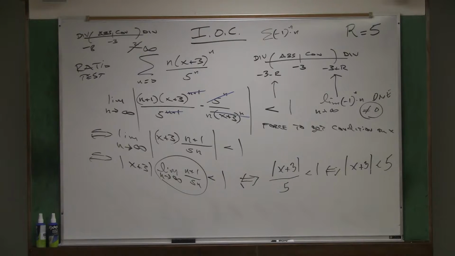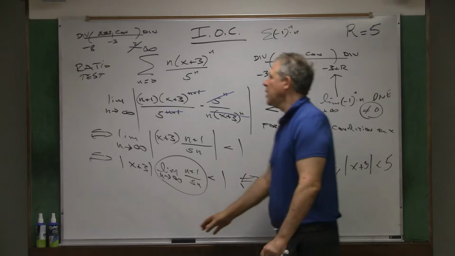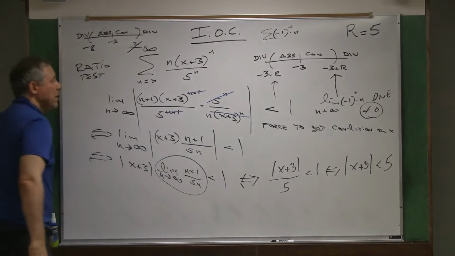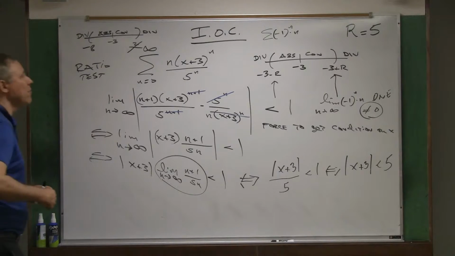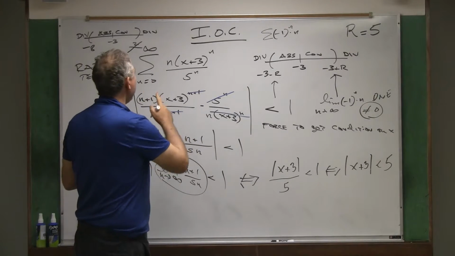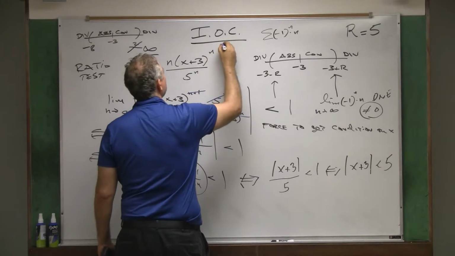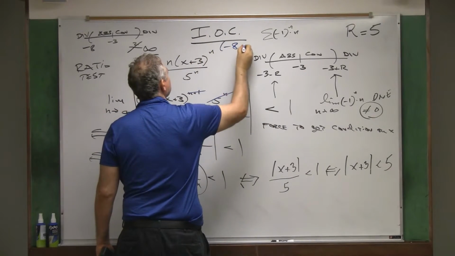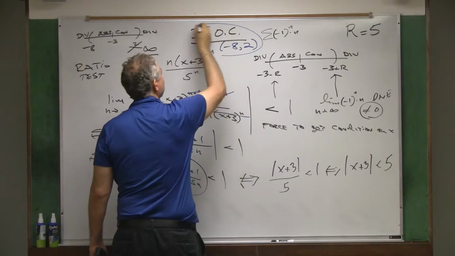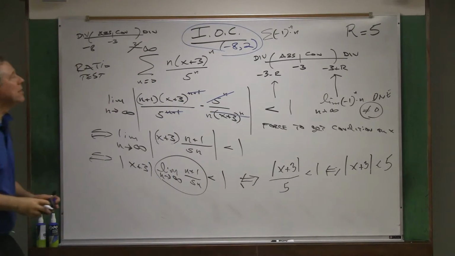Okay, so this would be an open interval. In other words, both our endpoints are out, so the IOC is just going to be -8 to 2. That's your IOC. Instead of IOU, it's IOC. Interval of convergence.